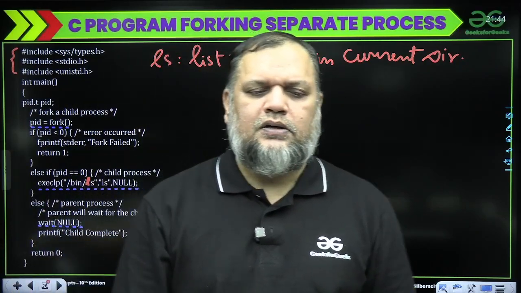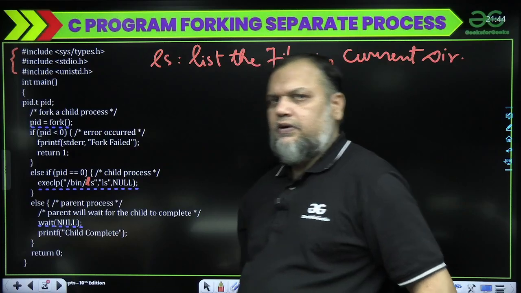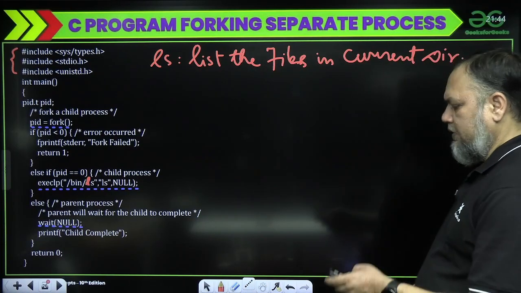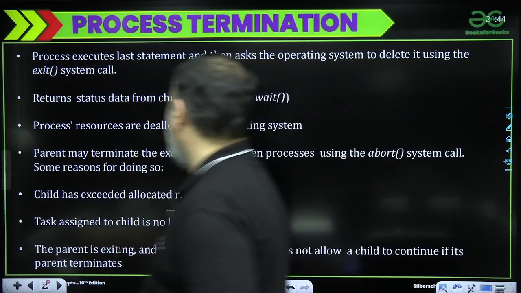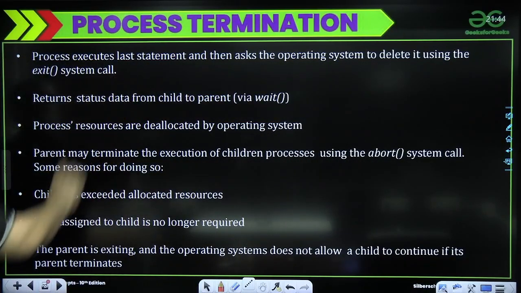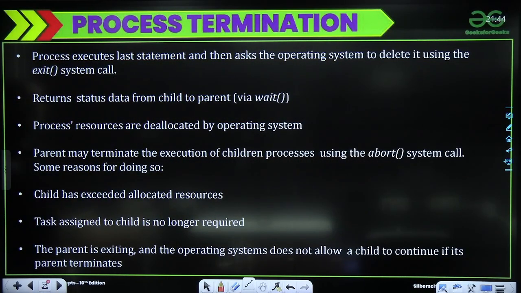That will be a good idea to basically get a flavor or idea of system call execution. Okay, so same thing, explanation is here. A process executes its last statement and then asks the operating system to delete it using the exit system call. The exit system call returns the status from the child to the parent via wait. Process resources are deallocated by the operating system. These are the sequence of events that happens during process termination.